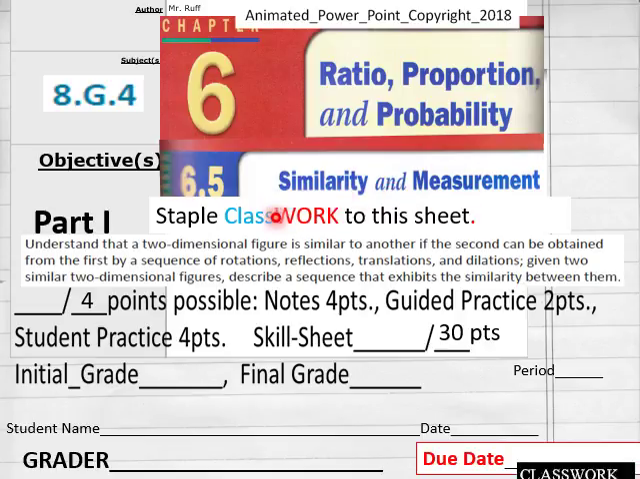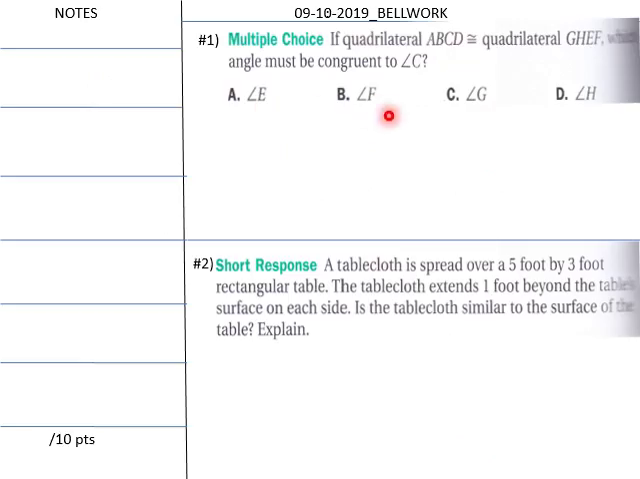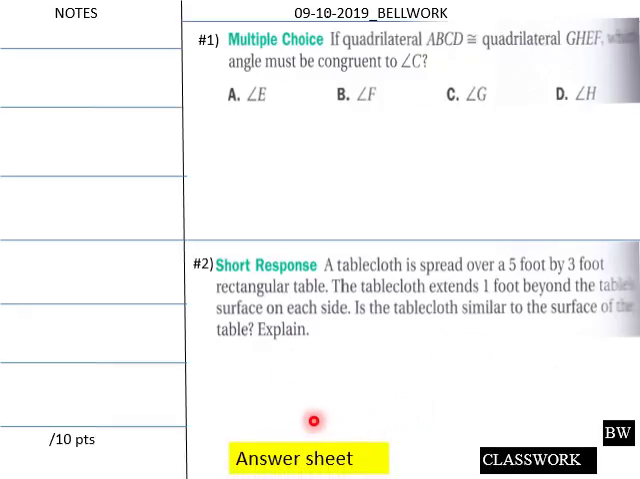6.5, Similarity and Measurement. So we have a 30-point skill sheet today, and we have 4 points here of notebook. Okay, today's spell work: number 1 is multiple choice. If quadrilateral ABCD is congruent to quadrilateral GHEF, which angle must be congruent to C? Students, here's your choice. And then a tablecloth is spread over a 5 by 3 foot rectangular table. Students, 1 foot beyond, is the tablecloth similar to the surface of the table? Explain. So teachers, give your students 5 minutes here.